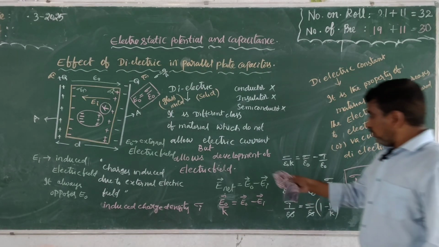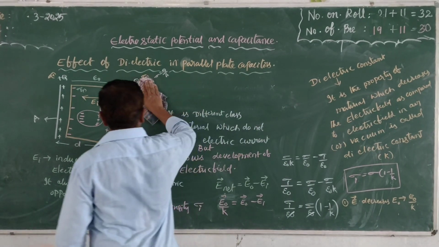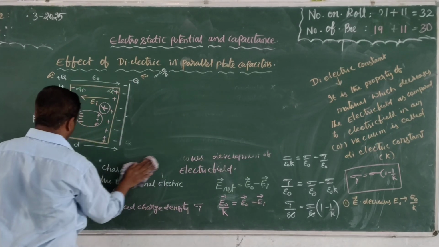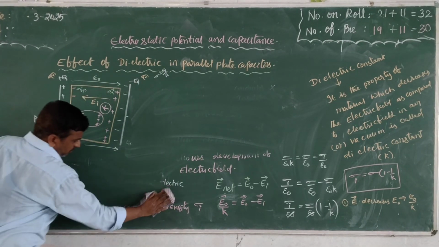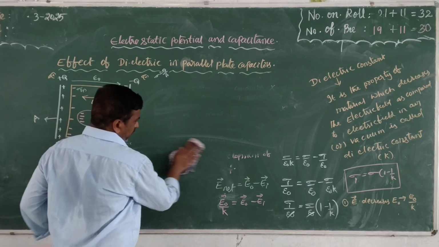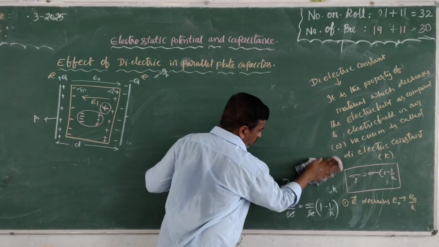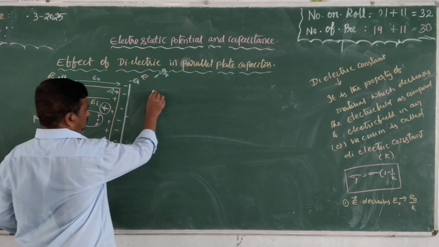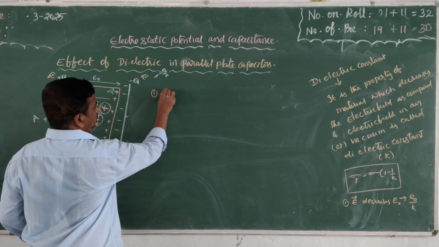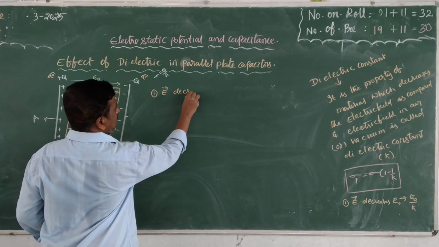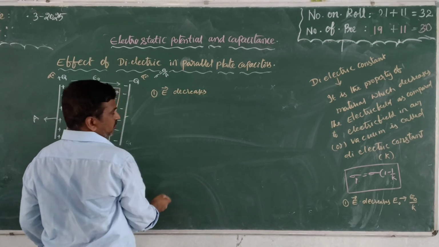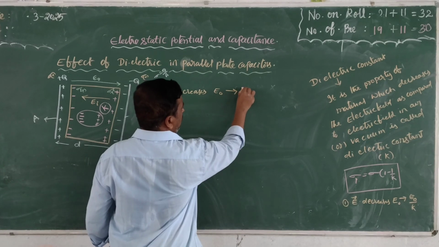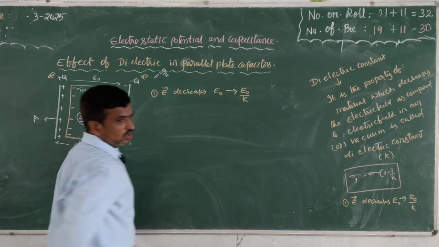Now we discuss what happens to the potential difference when a dielectric is placed. First, the electric field. We already discussed it: when the dielectric is placed between the plates, the electric field decreases from E naught to E naught by K.